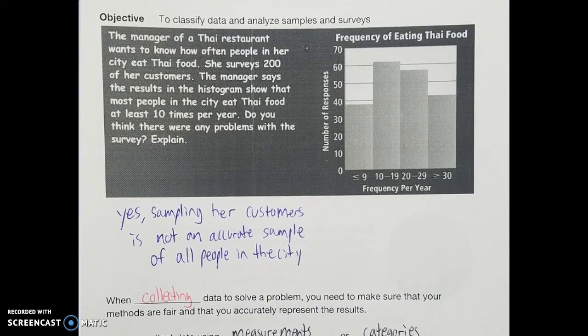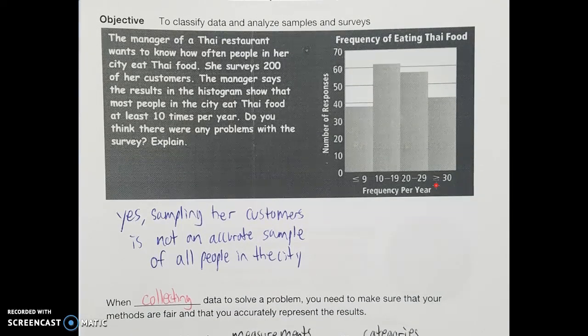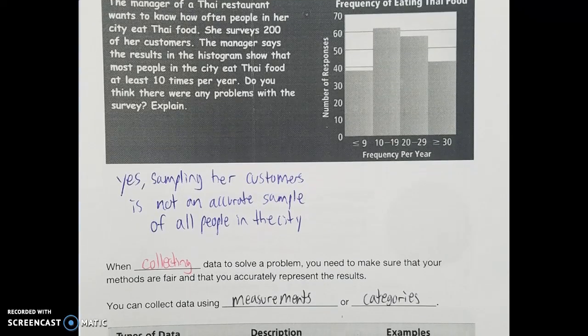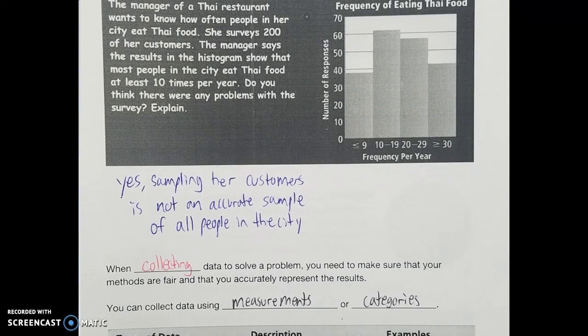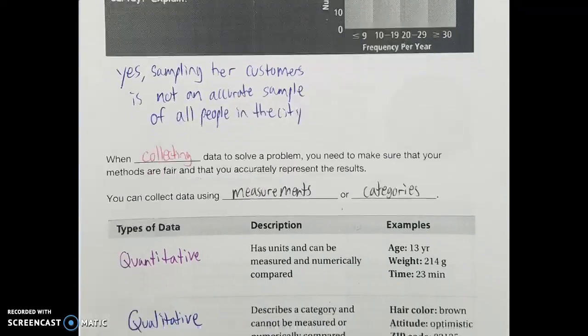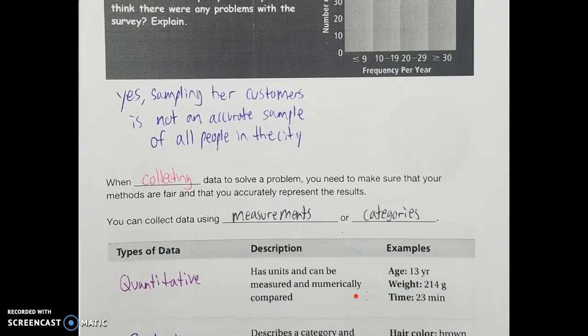So when collecting our data to solve a problem, you need to make sure the methods are fair and you accurately represent the results, so not like that first example. And we can collect data using either measurements or categories, and that's going to decide what kind of data we're going to have. So two sorts of data that we could use: quantitative, that has units that can be measured and numerically compared, so just think anything that you could use a number for, add or subtract things together, find an average, so something like age, weight, time, anything that you could measure.